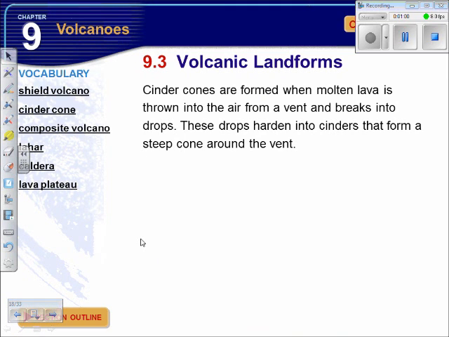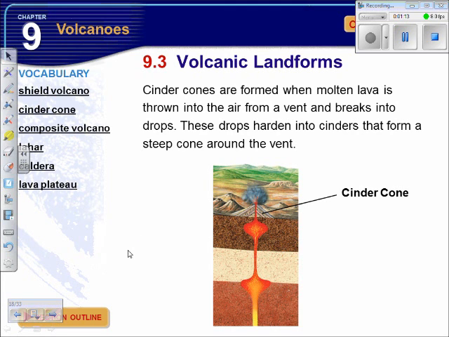Cinder cones, that's what you're familiar with. Cinder cones are formed when molten lava is thrown into the air from a vent and breaks into drops. Drops harden into cinders that form a steep cone around the vent. This is a classic example of a cinder cone type volcano. I remember seeing a video one time in Mexico. A farmer was in his field, and literally overnight, a cinder cone type volcano formed in his backyard.